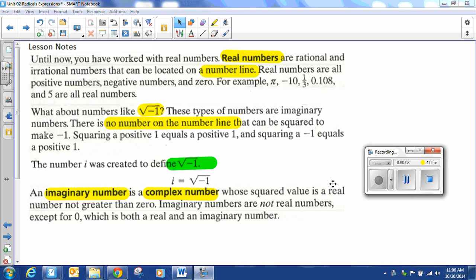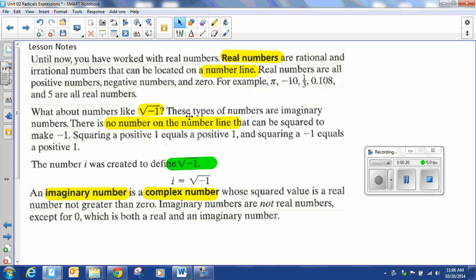Lesson 2.8, Imaginary Numbers, the meaning of i. Okay, so basically until now, everything we've worked with has been real numbers, which are rational, irrational, and anything you can place on the number line.